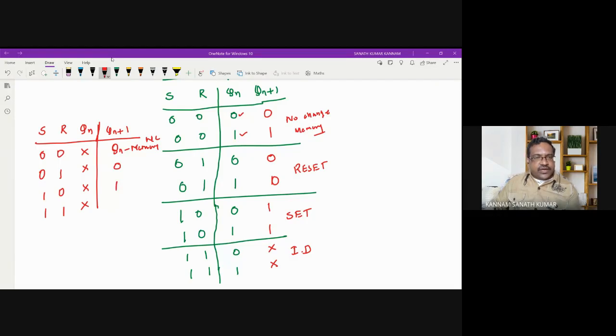And this is nothing but the indeterminate state. We can't determine the output. Why? Because you are getting Qn plus 1 and Qn plus 1 bar as 0 0. So that is false. You are getting the false output. So that's why you can't determine that. So like this, you have to analyze this.